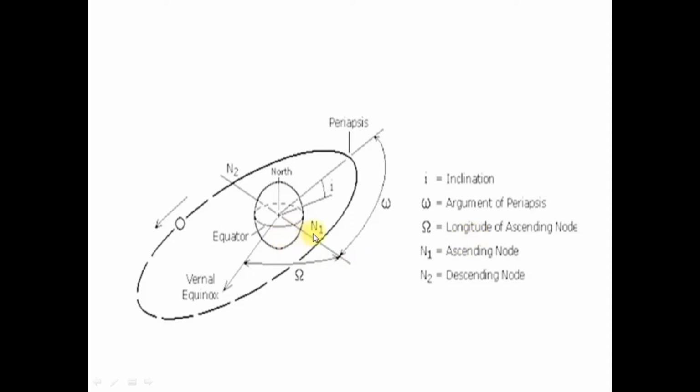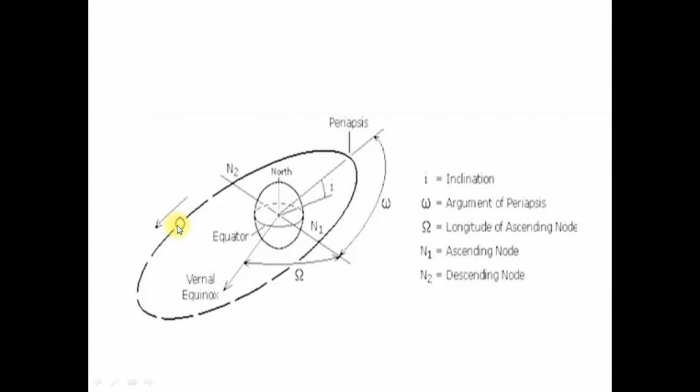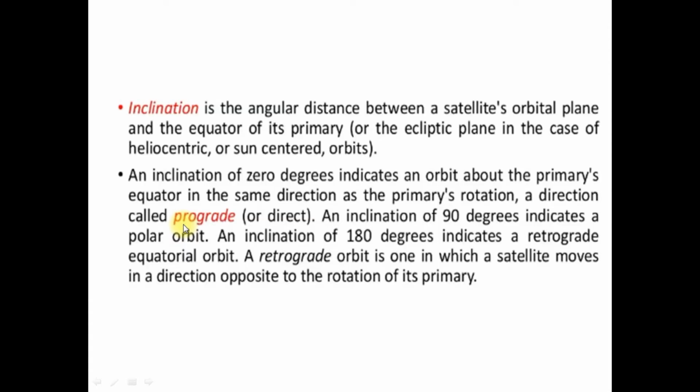So here N1 is an ascending node and N2 is a descending node. So here from N1 to N2 we are going to revolve. So here N1 is ascending and N2 is descending. So here this one is the satellite. Okay. So next quantity is inclination.